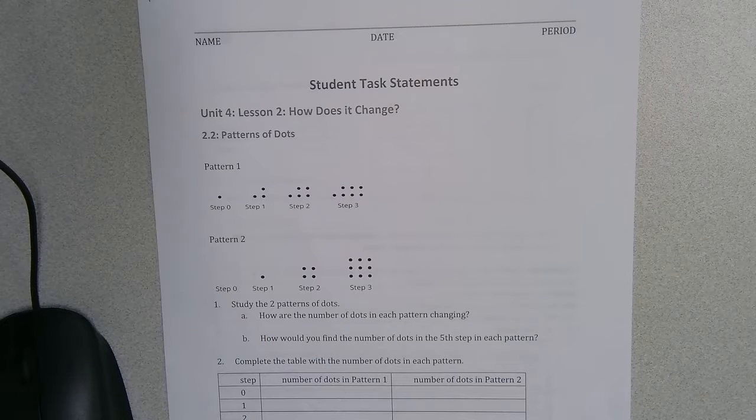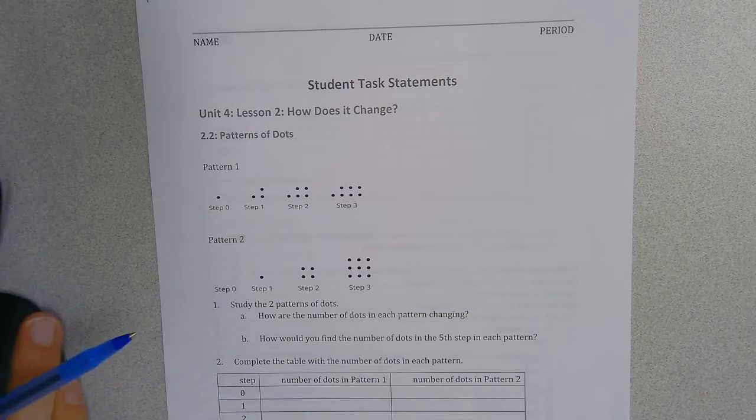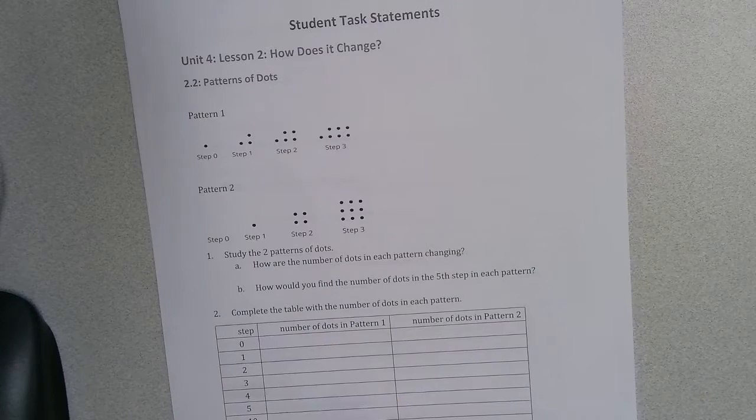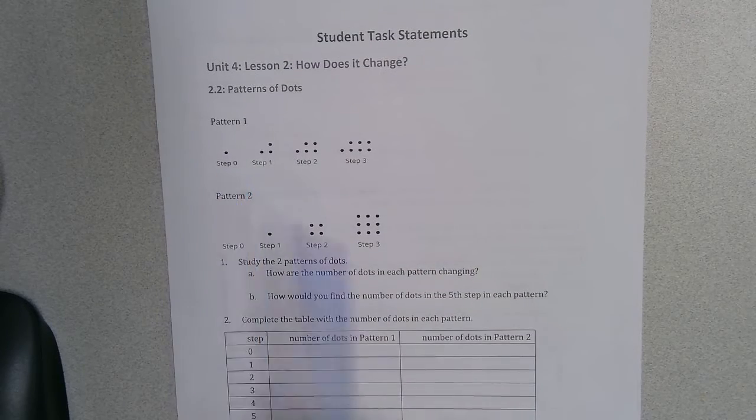Okay, ladies and gentlemen, we are now going to look at Unit 4, Lesson 2. How does it change? So we're going to look at dot patterns, and we're going to study the patterns. And our first question was, how are the numbers of dots changing? Well, in looking at these, it might help to count them.